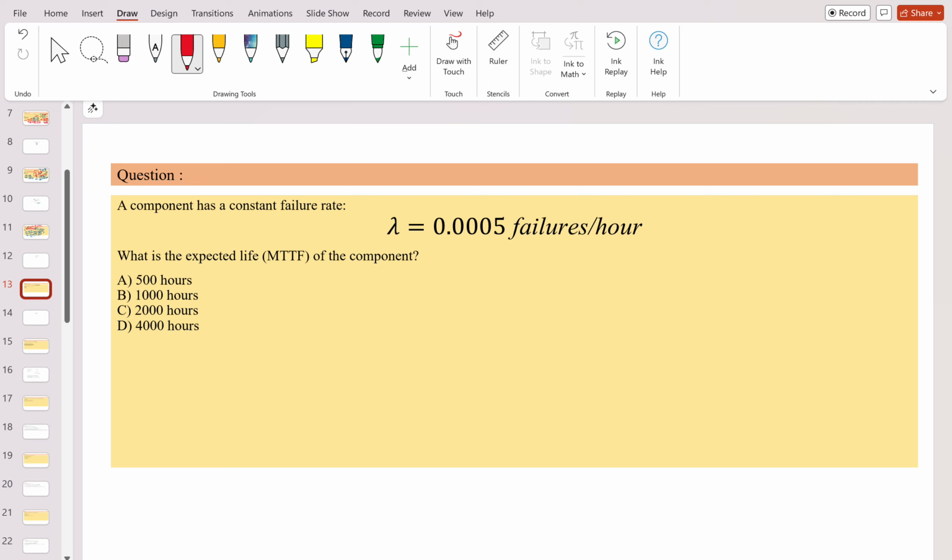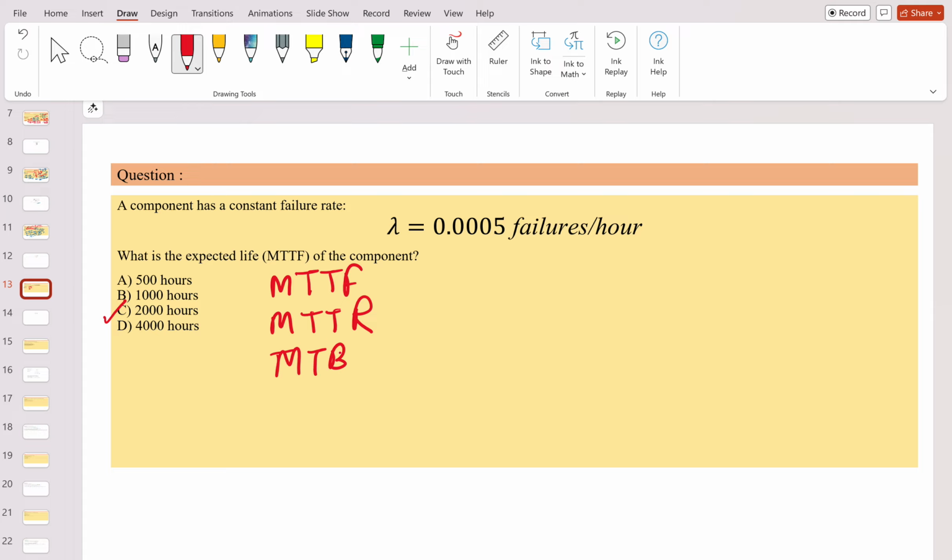Okay, I got one and two answers there. Option C. Okay, let's see what is correct basically. So here I wanted to explain a few terminologies: mean time to failure, mean time to repair, mean time between failure.